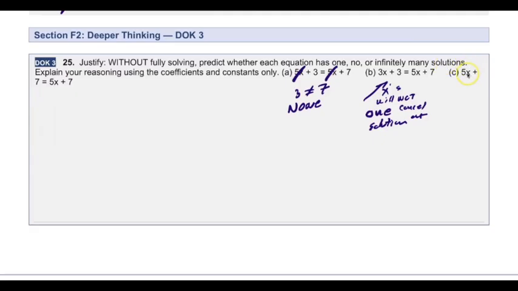C is a little funky. It's 5x plus 7 equals 5x plus 7. That's the same equation. So in this case, you're going to get 7 equals 7 when you cancel those 5x. You're going to get a true statement. So infinitely many. Okay, there we go. That's the video.